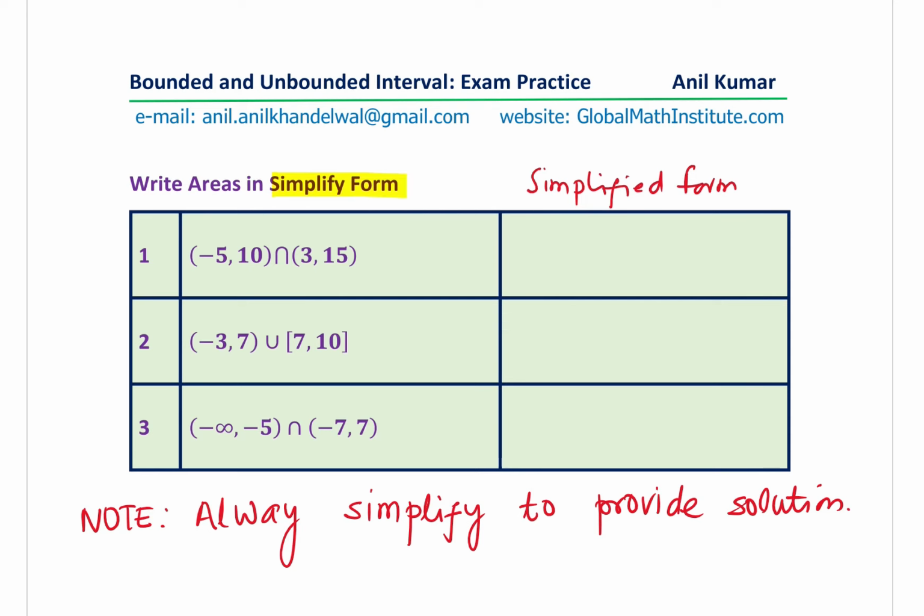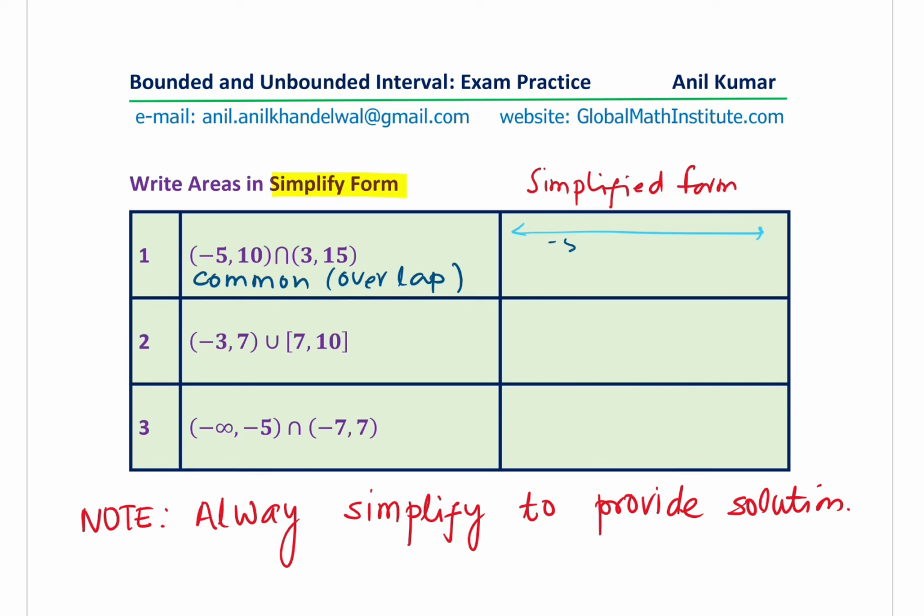I'd like you to pause the video and answer this particular question. So the first one is -5 to 10. Now this symbol here is intersection, which means common, or you can say overlap. That is what it means. So what is overlapping between the two intervals? Let's try to see it on a number line itself. It's easier to visualize. And then we'll actually provide the solution.